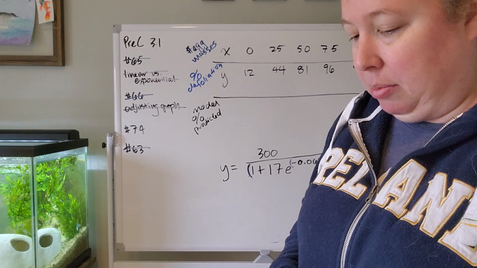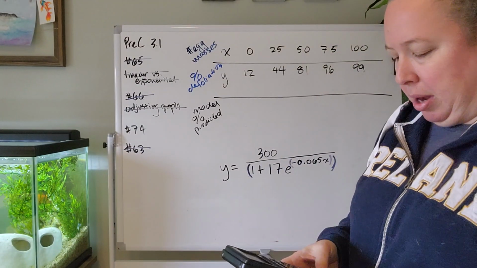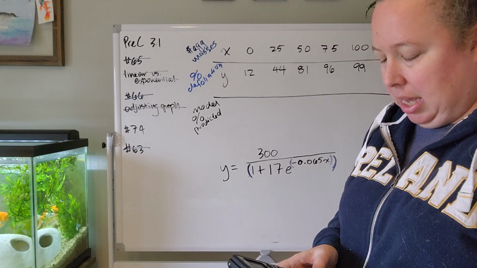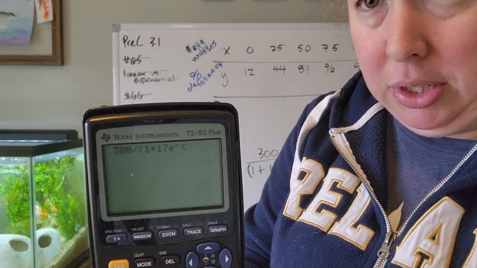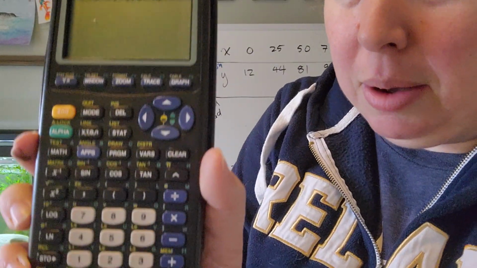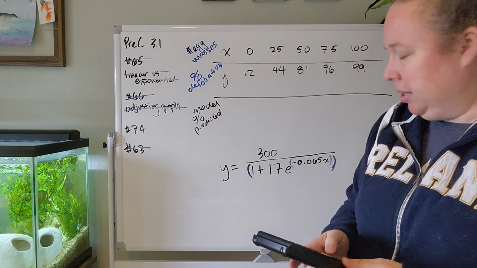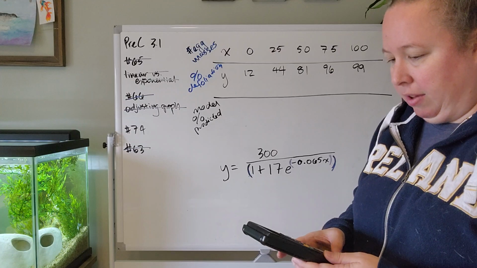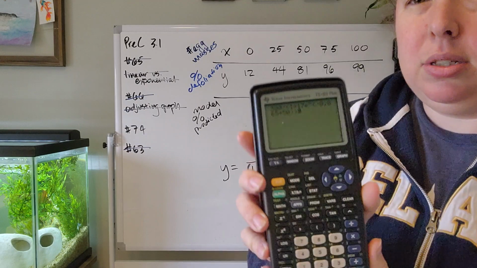So we've got 300 divided by, and now I'm going to do open parentheses. So we've got 300 divided by 1 plus 17 e to the, and in fact, it's going to automatically give me another set of parentheses. So it's already opening up the second set of parentheses. Then this is going to be negative, not minus. Remember, the negative key is down here. So negative 0.065 times 50, close exponent parentheses, close denominator parentheses.